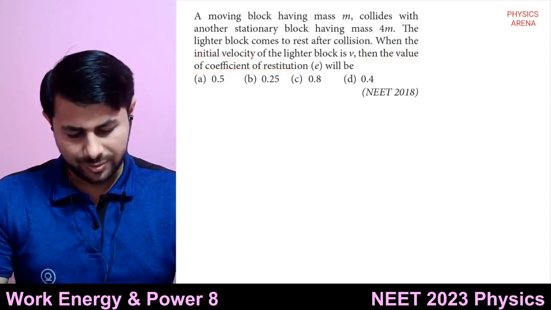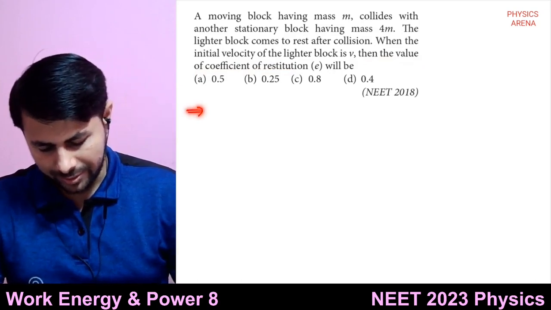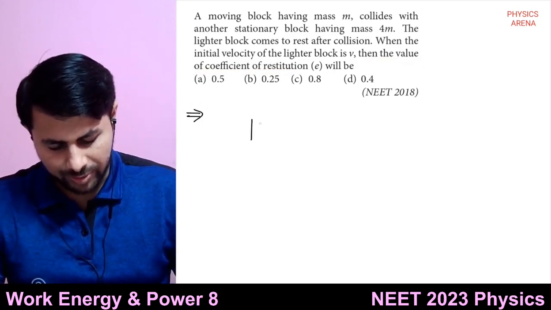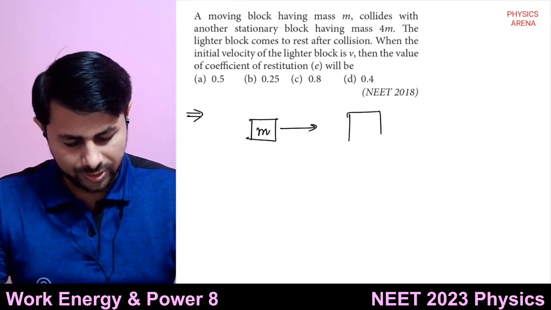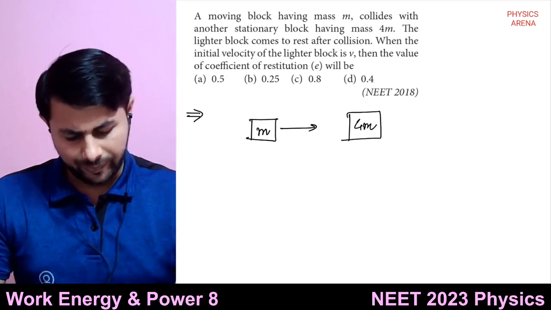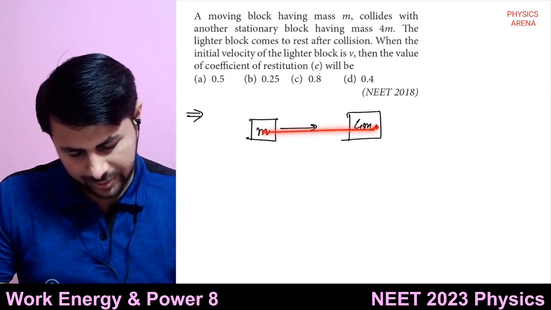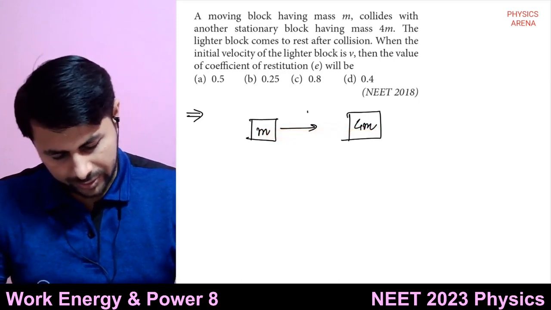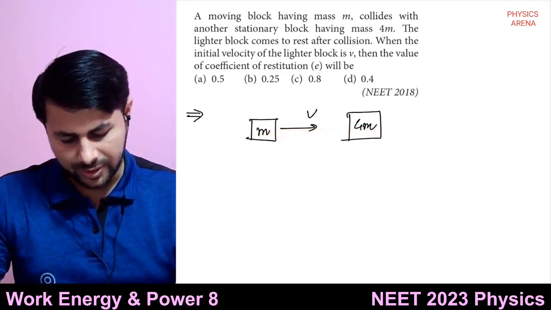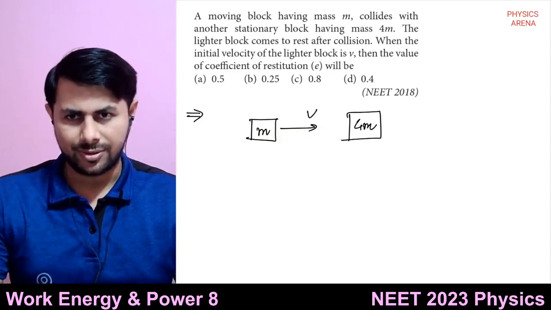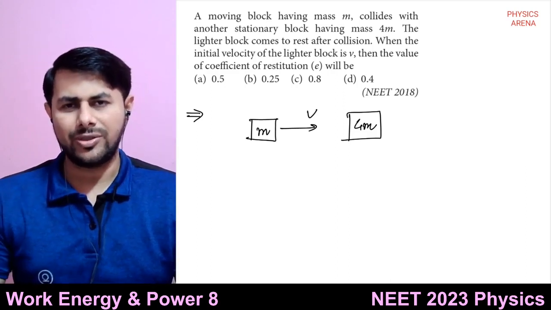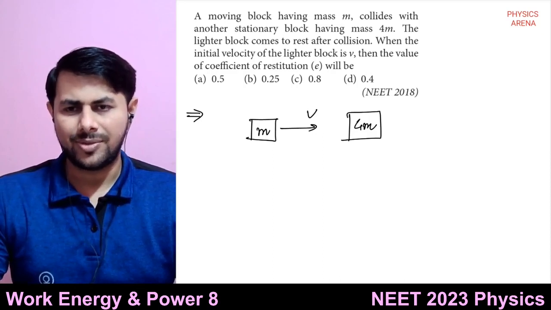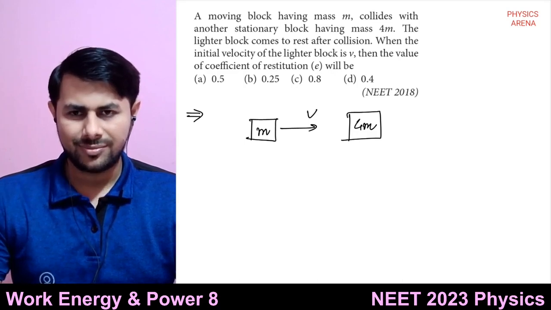This is the question. Okay, so there is a moving block of mass m. It collides with a stationary block whose mass is 4m. Okay, and this one comes to rest. So its initial velocity is v. It comes to rest, and we are asked what is the coefficient of restitution. Okay, so see, we can always use which law? Law of conservation of momentum, right?